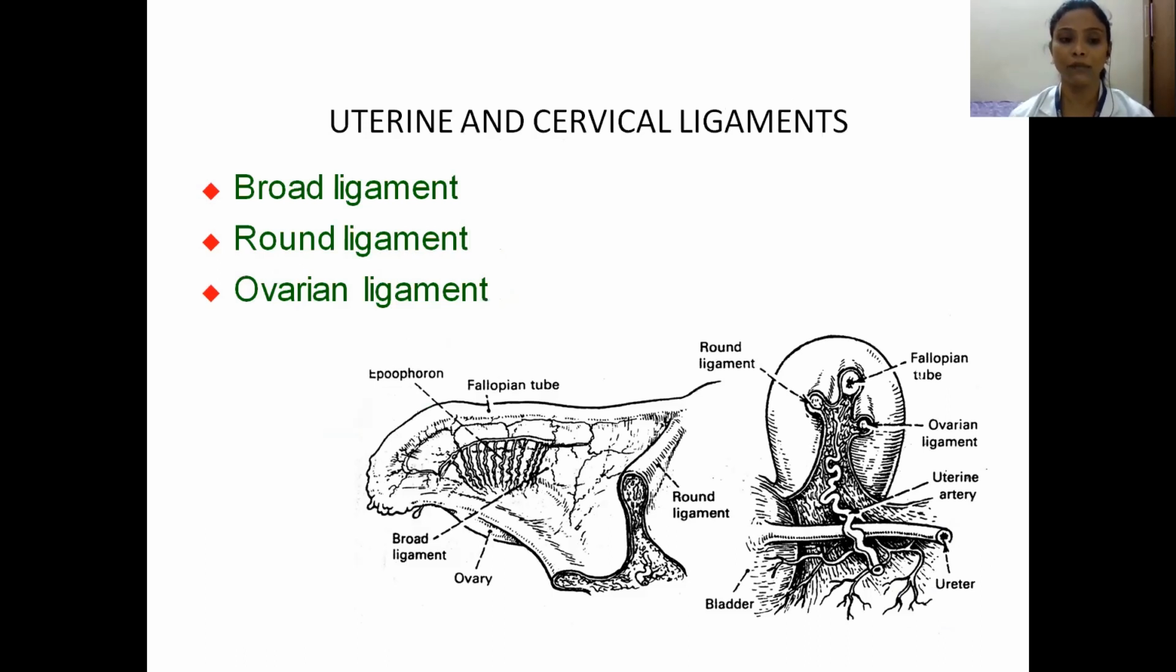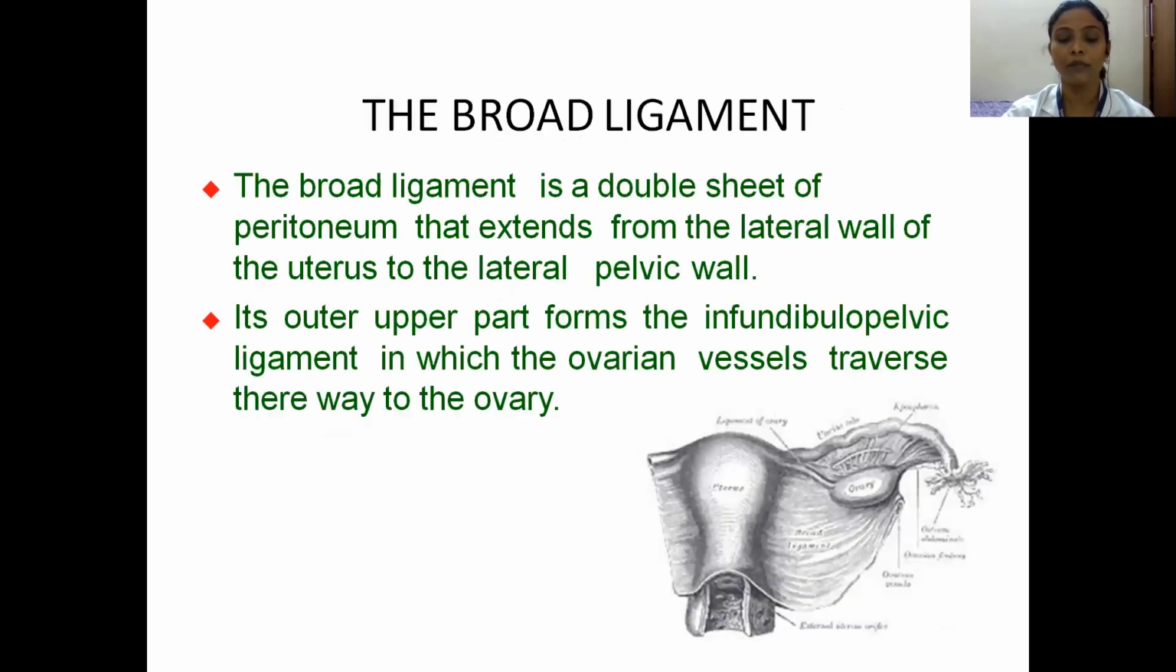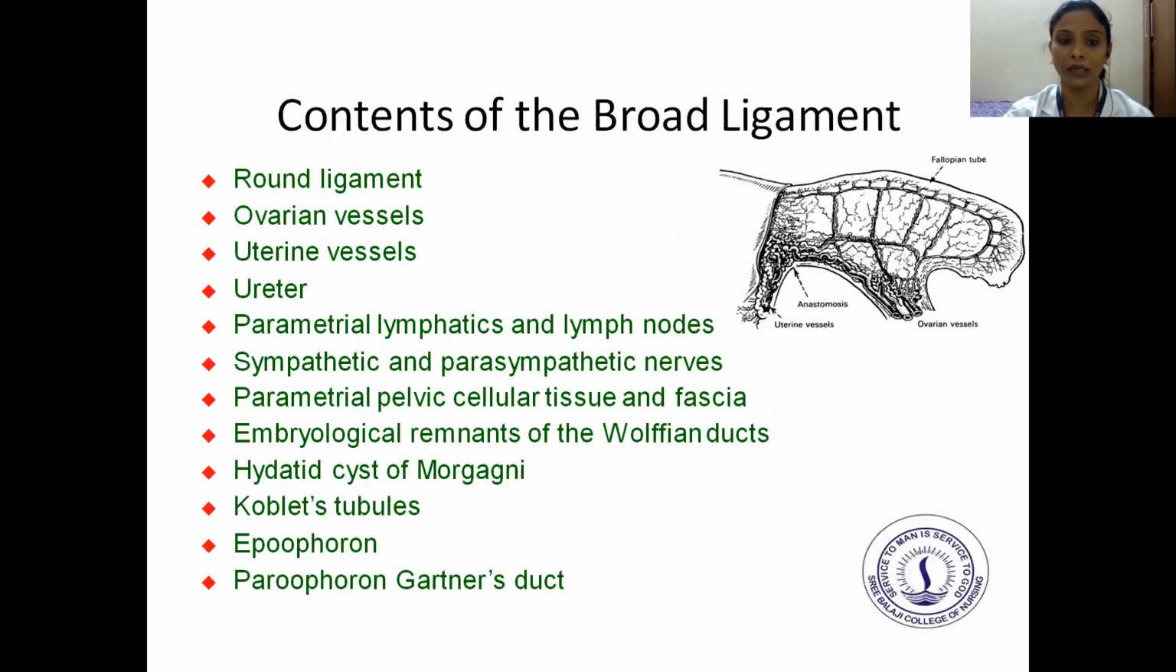It is through the broad ligament, round ligament, and the ovarian ligament. The broad ligament. The broad ligament is a double sheet of peritoneum that extends from the lateral wall of the uterus to the lateral pelvic wall. Its outer part forms the infundibulopelvic ligament, in which the ovarian vessels traverse their way to the ovary. This is about the broad ligament.